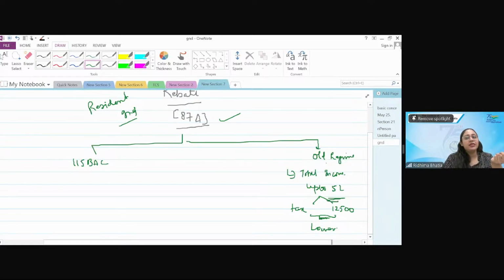Generally, up to an income of 5 lakhs, if we calculate as per old regime, tax comes to 12,500. So if the income is up to 5 lakh, generally you get the full 12,500 rebate and no tax liability comes. First of all, this has to be done before cess, not after cess. Second thing, even if your income increases by 1 rupee in the old regime, the benefit of rebate is gone. So at max, up to 5 lakh you can get the rebate.